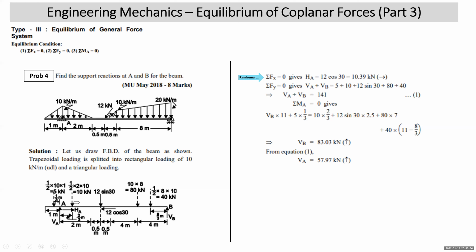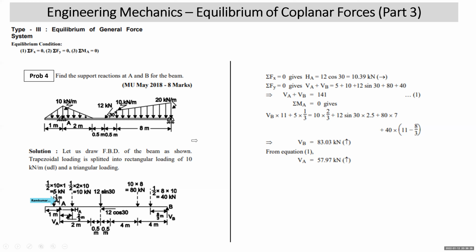Then you have to take moment about A or B. I am taking moment about A. When I take sigma MA is equal to 0, HA and VA will go off. Even this 12 cos 30 will also go off, because this 12 cos 30 is acting along the axis of the beam, so it will also pass through A. All right. Then now we start listing out. This 10 will give you clockwise moment.